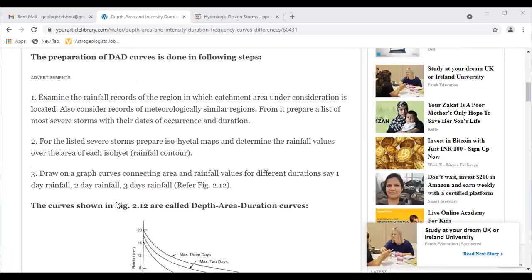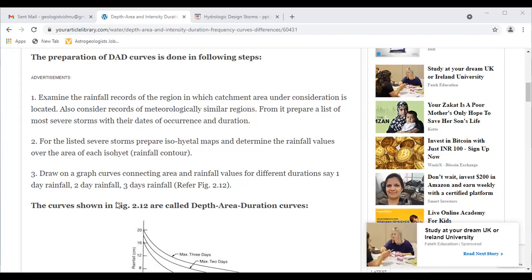Step 1. Examine the rainfall records of the region in which the catchment area under consideration is located. Also consider records of meteorologically similar regions. From it, prepare a list of most severe storms with their dates of occurrence and duration. For the listed severe storms, prepare isohyetal maps and determine the rainfall values over the area of each isohyet.